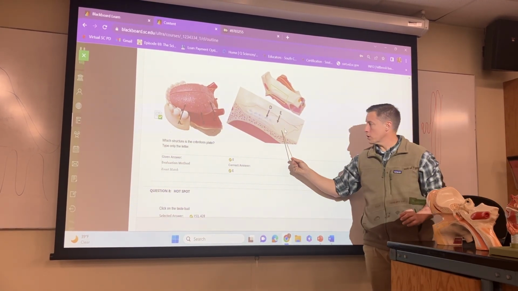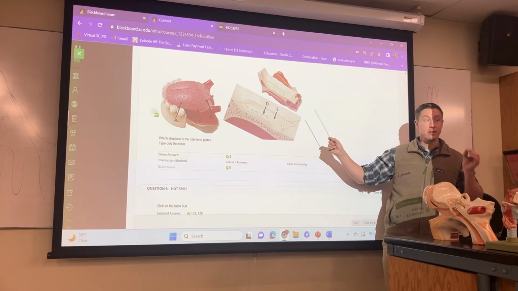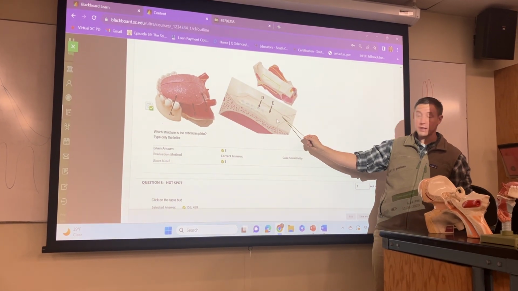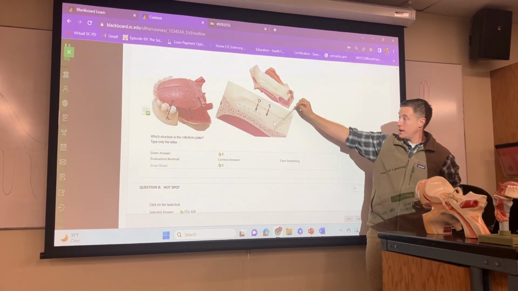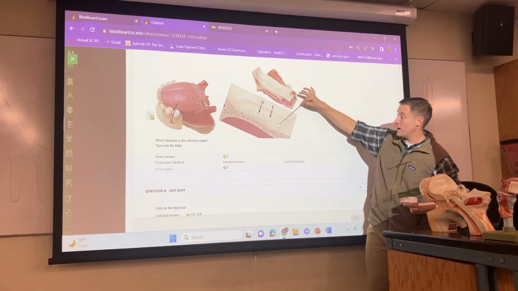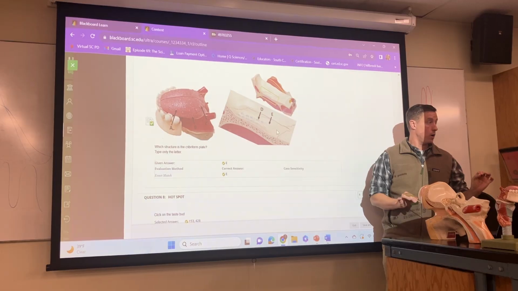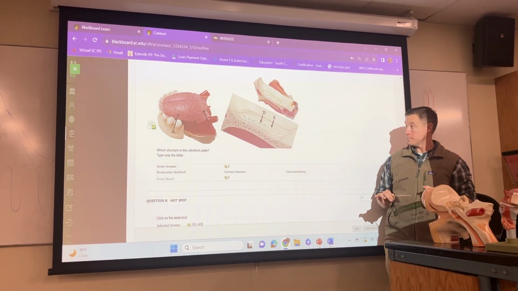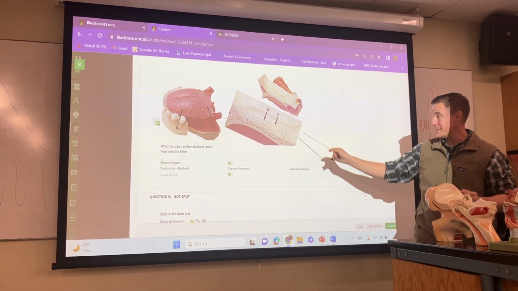So if we put a marker right here where the little cursor is, identify the structure, cribriform plate, letter E. Identify the structure, cribriform foramina. Identify the bone, ethmoid bone. So cribriform plate, letter E.